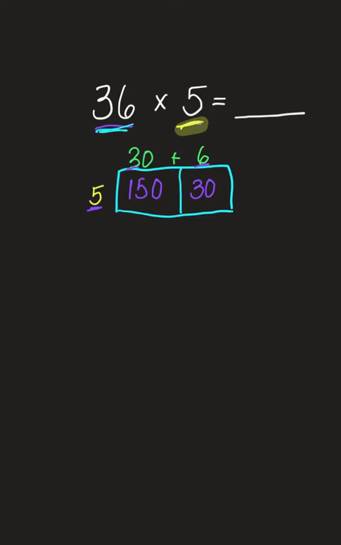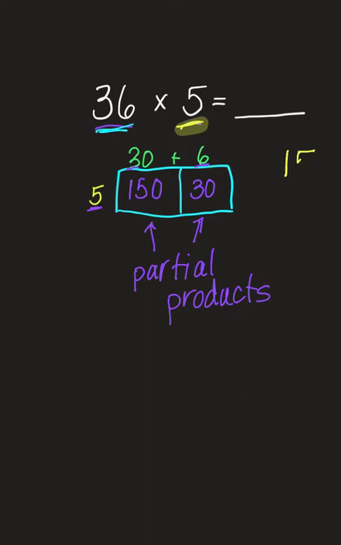Now, the 2 numbers that I have in the boxes are called partial products. And we know the product is an answer to a multiplication problem. So partial means part. These are part of the product, our final answer. In order to find our final answer, I'm going to add those partial products together.